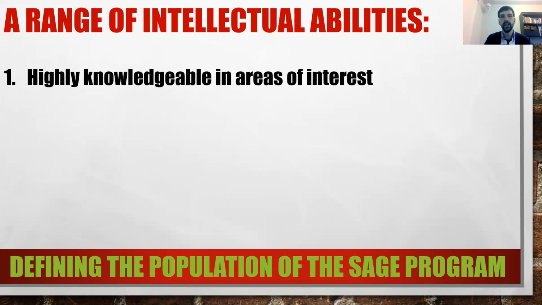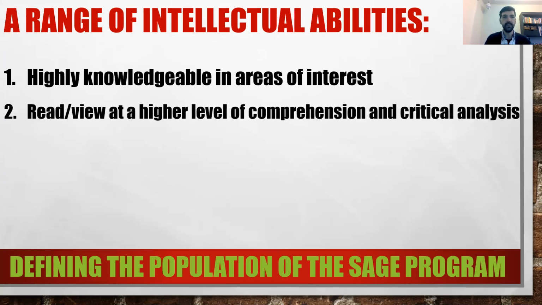So number one, gifted students can be or tend to be highly knowledgeable in areas of interest, right? Speaking in ways that go beyond curricular expectations significantly, okay? Number two, they read or view, right? They take in material at a higher level and a higher speed of comprehension with greater fluency than their peers, and with much more of a critical eye to detail.